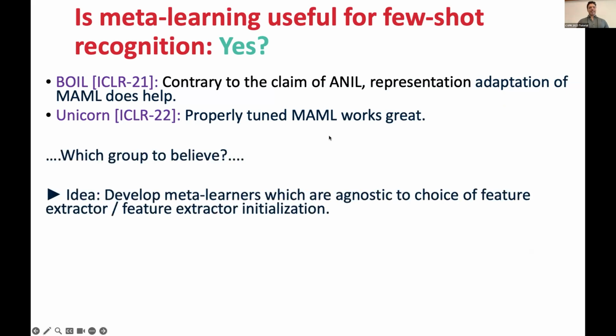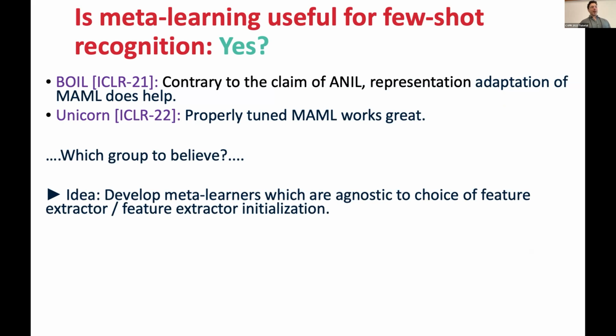So you might say, which group of people do we believe? Any opinion, by the way? I guess you guys are in my meta learning talk, so hopefully you are not totally against meta learning. But anyway, we did some work to try and get to the bottom of this problem.